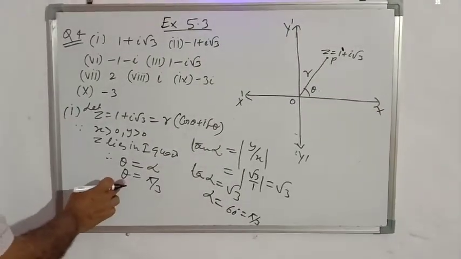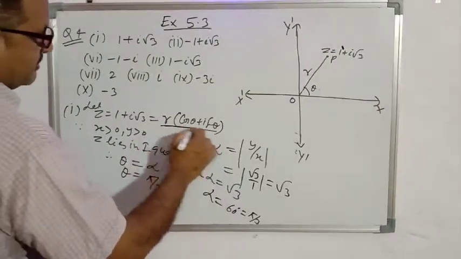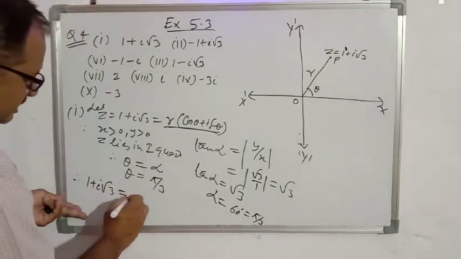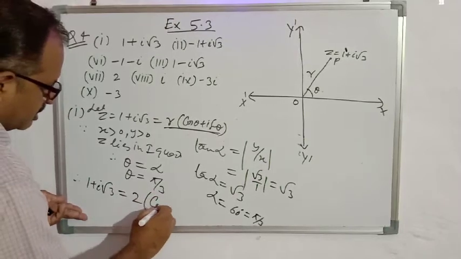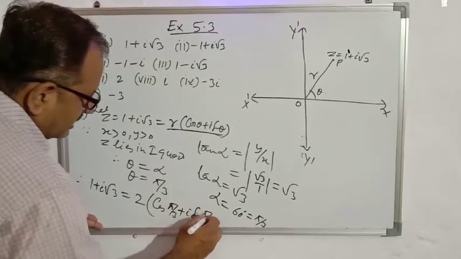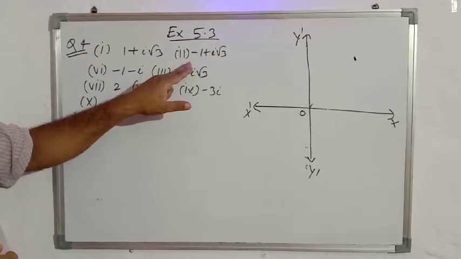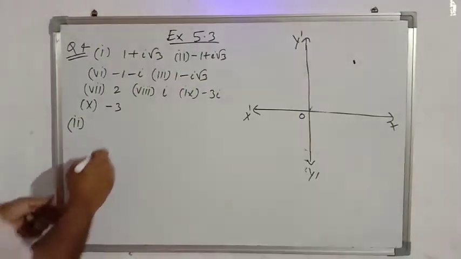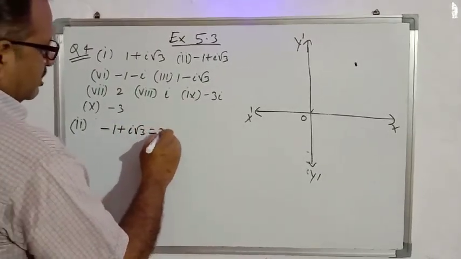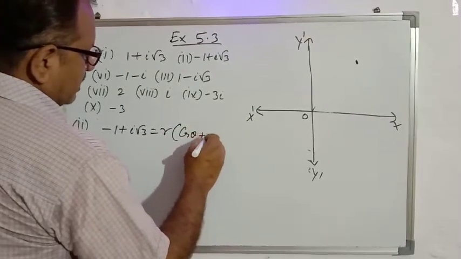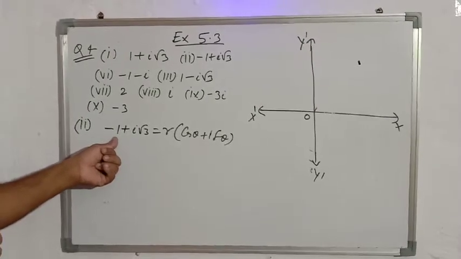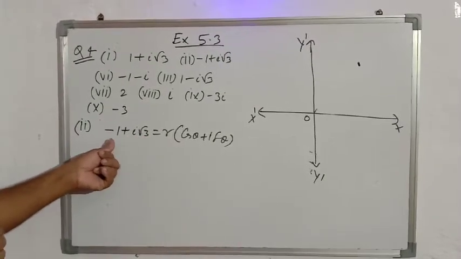Now we will put the value of r and theta in this. So therefore 1 plus i root 3, r is equal to 2, cos theta is pi by 3, cos pi by 3 plus i sin pi by 3. Now take the next one: minus 1 plus i root 3. We suppose minus 1 plus i root 3 is equal to r cos theta plus i sin theta.